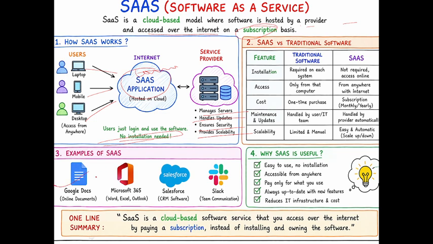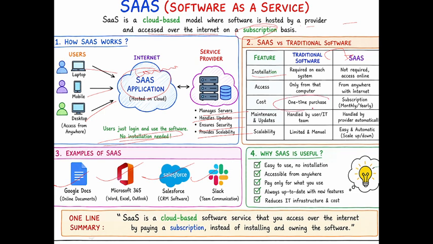Examples are Google Docs, Microsoft 365, Salesforce, Slack. If you talk about SaaS versus traditional software, what are the features, why do we need a SaaS platform? Traditional software requires installation on the system, while SaaS does not require it and is accessed online. In the case of SaaS, we don't need to install anything. With traditional software, first you need to do RDP to that machine, and then you can access the applications, whereas SaaS can be accessed from anywhere with the internet.